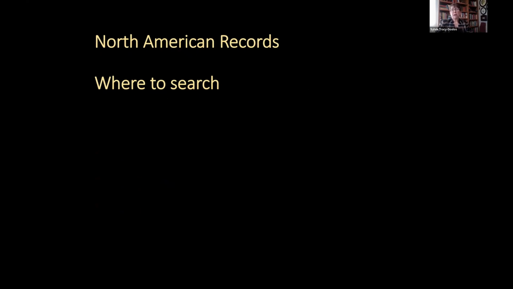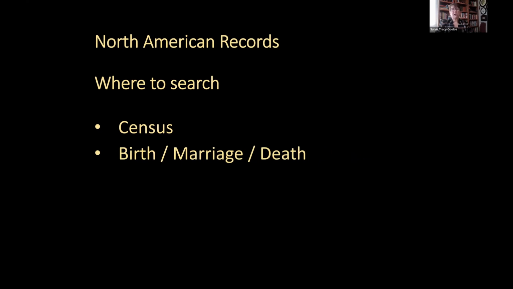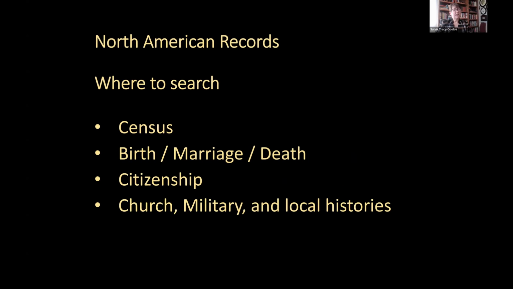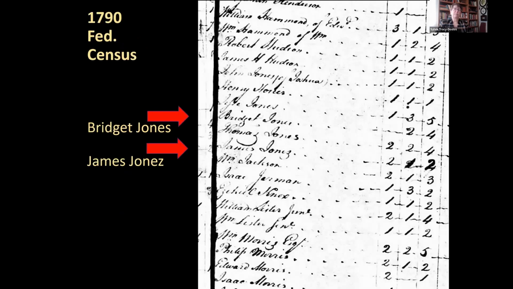So we want to start with North American records when we talk about a methodology to look in the British Isles. So where to search when we're in America. We're going to look at census records because they can be very helpful. We're going to look at birth, marriage, and death records when they're available. We're going to look at citizenship records. There's a variety of those. We're going to look at church, military, and local histories as well. And there may be some other records that we also want to look at to answer our research question.